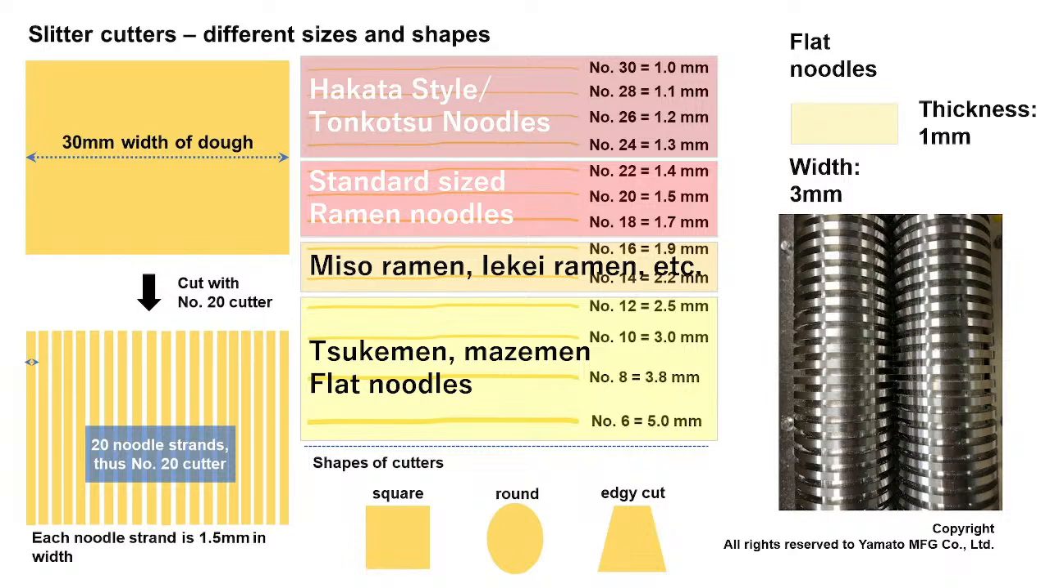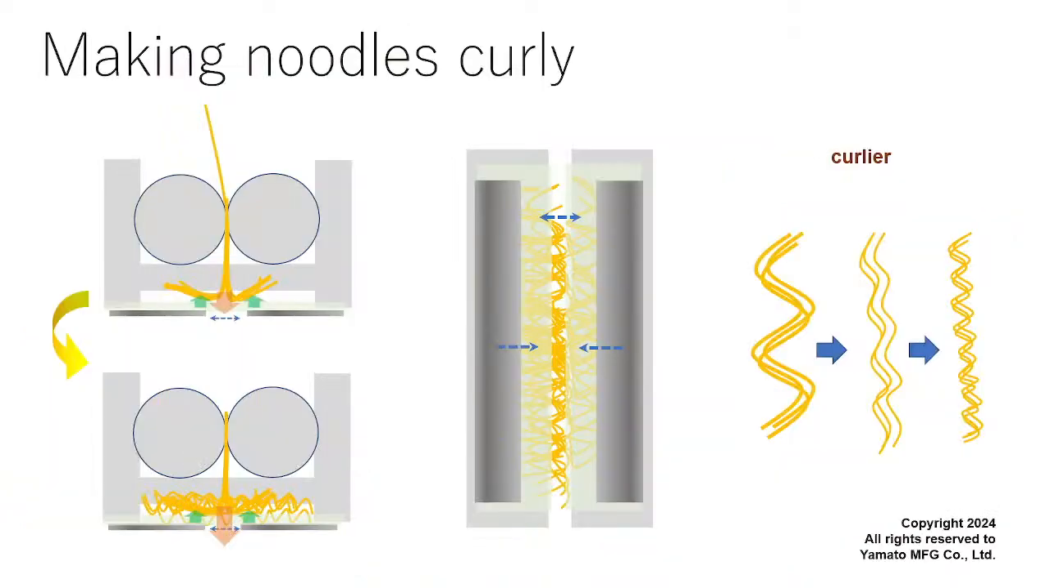they tend to be thin, but they have a range of variation in the small sizes. There's standard miso ramen, flat noodles, and different shapes. And sometimes people want to make them curly. So this is how we do it.